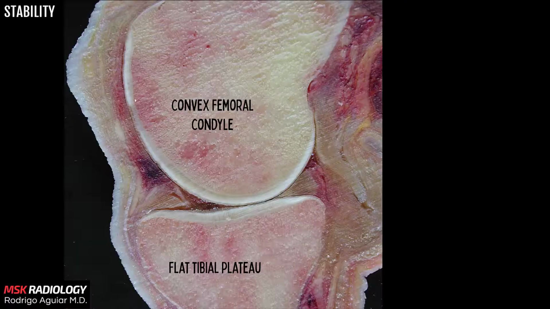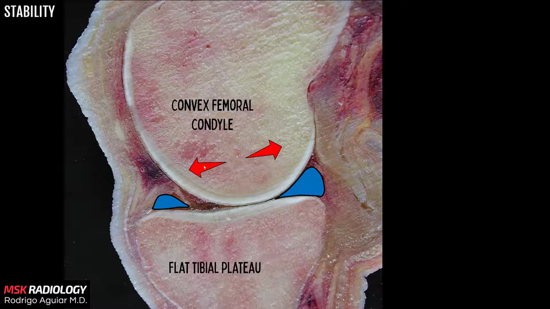Just by seeing the morphology of the convex femoral condyle and the flat tibial plateau, we can sense this function. The intact meniscus limits excess motion in all directions, contributing to the stability of the knee. The meniscus' role in joint stability can be best demonstrated in patients with ACL deficient knees and with lesions or meniscectomy of the posterior horn of the medial meniscus. So let me demonstrate how it works.